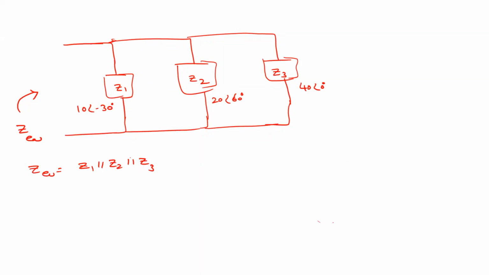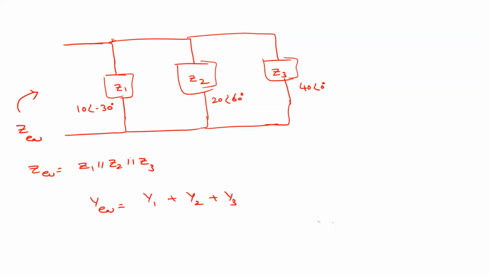Now tell me, how do we deal with parallel circuits? Can we deal with impedances or with admittances? Admittances, because it is easy. So 1 by Z equivalent can be written as Y equivalent, which is equal to Y1 plus Y2 plus Y3, agree? Yes, sir.